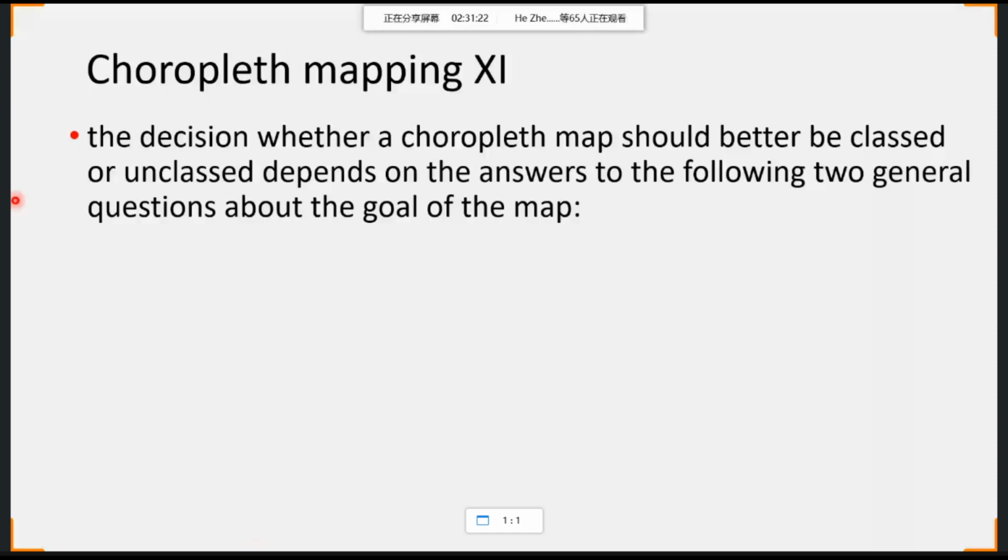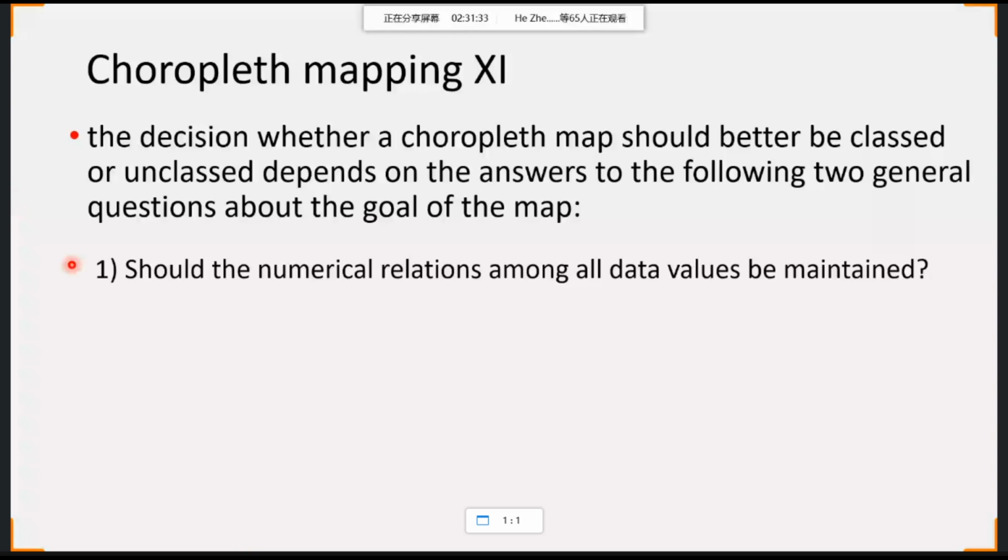The decision whether a choropleth map should better be classed or unclassed depends on the answers to the following questions about the goal of the map. First, should the numerical relations among all data values be maintained? Yes, then it's better to have an unclassed map. No, then it's possible to produce a classed map. Because some of these relations are always lost if you use a classed map.